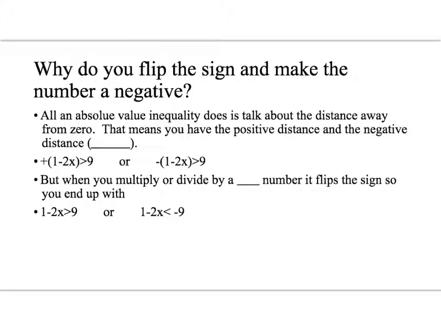Why do you flip the sign when you make the number negative? So we make one positive and one negative for the absolute value. It says all an absolute value inequality does is talk about the distance away from 0 on the number line. So that means you have the positive distance and the negative distance.